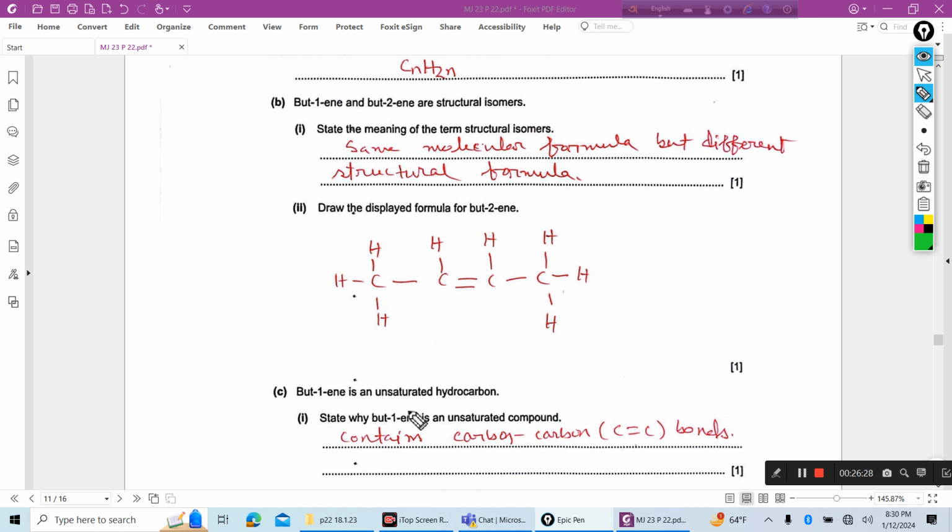But-1-ene is an unsaturated hydrocarbon. State why but-1-ene is an unsaturated compound. Contains carbon-carbon double bond. You know, compounds containing carbon-carbon single bond saturated. Compounds containing carbon-carbon double bond or carbon-carbon triple bond, that are unsaturated. So but-1-ene contains carbon-carbon double bond, that's why.